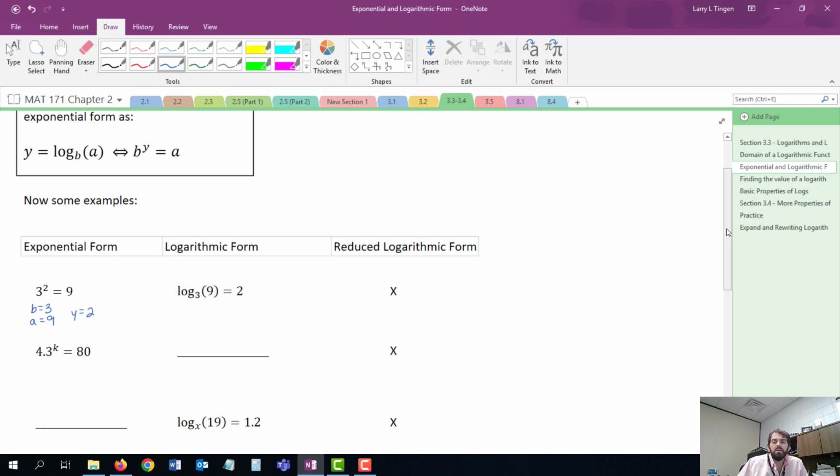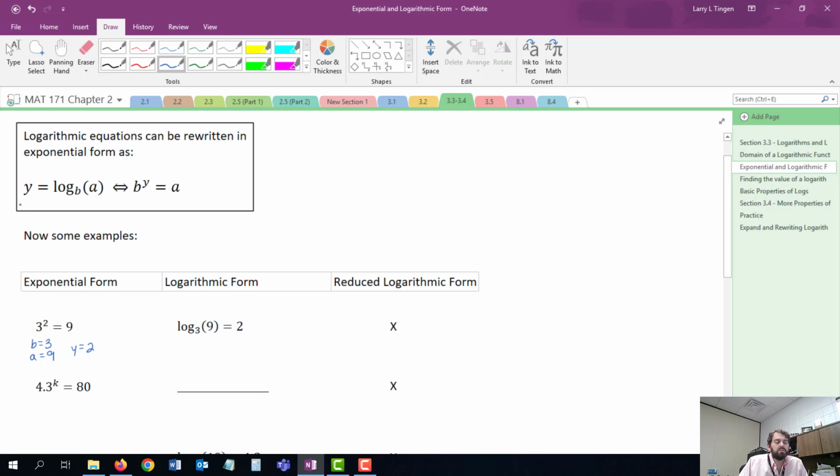This concept just results from the use of the log. Log base b of a means what number do I raise my base to get a? And that number is y. And this is what it says right here in algebra: b raised to what number equals a? That's why these get swapped out. So 3 squared equals 9 can be rewritten as log base 3 of 9 is equal to 2, because what power do I raise 3 to get 9? 2.